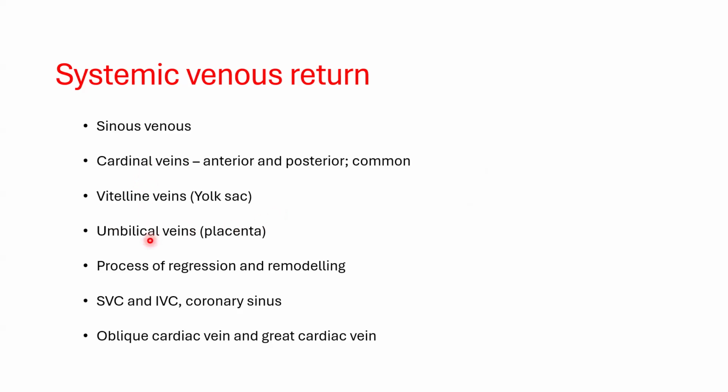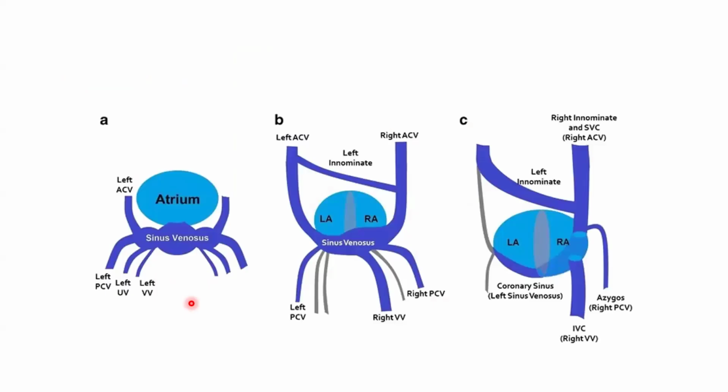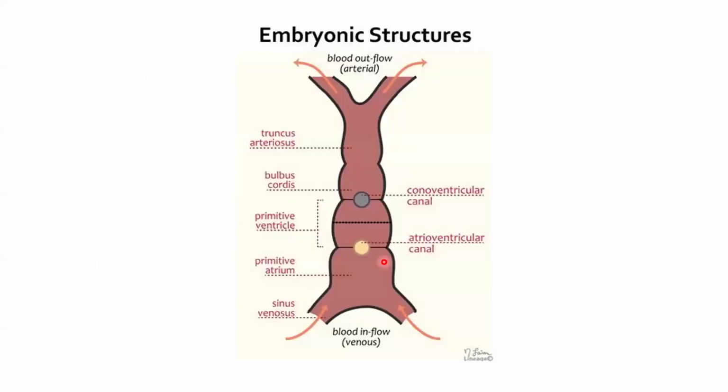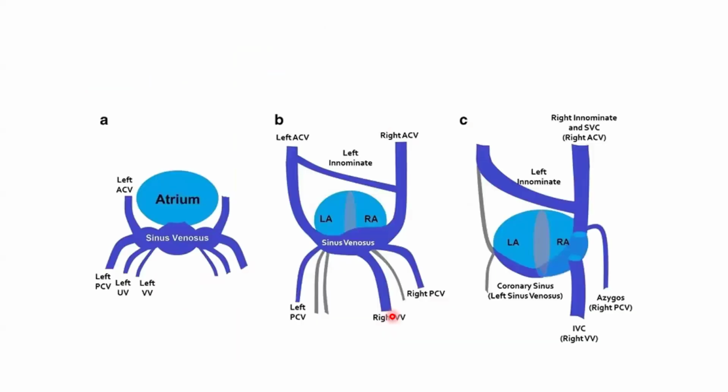And these structures also undergo processes of regression and remodeling, combined in various ways to form the SVC, the IVC, and the coronary sinus. Here, so if you go back to this image, you find that the primitive atria is connected to the sinus venosus. So we'll just focus on that image alone here. So we have the primitive atrium connected to the sinus venosus.